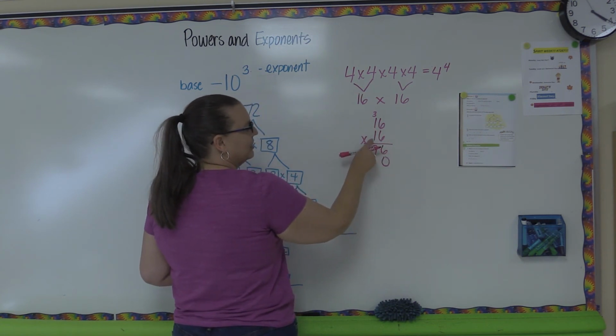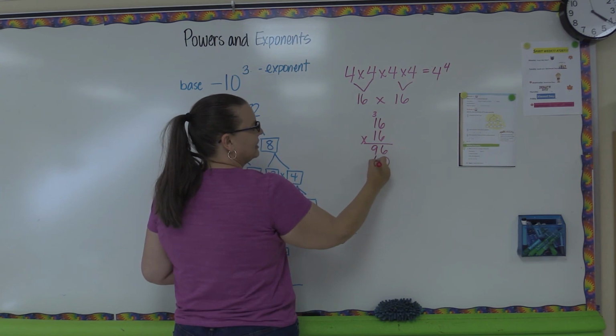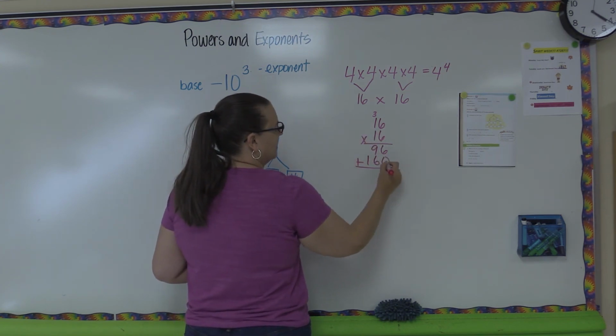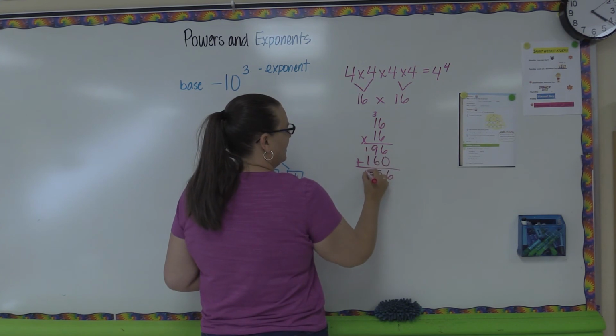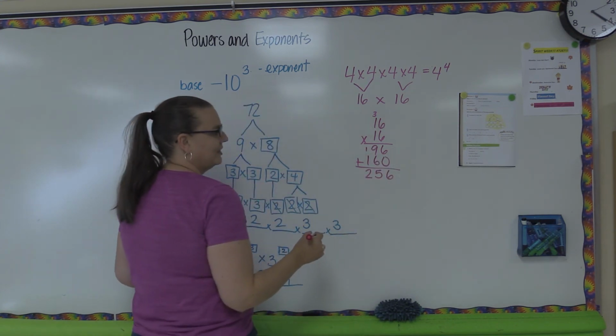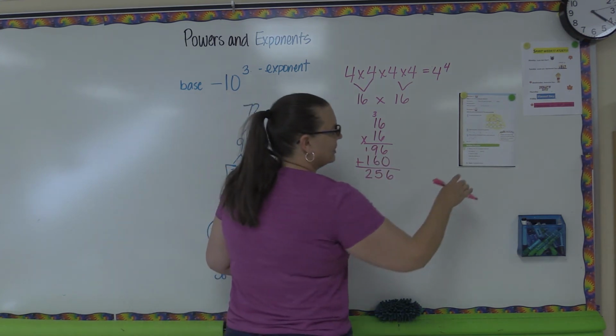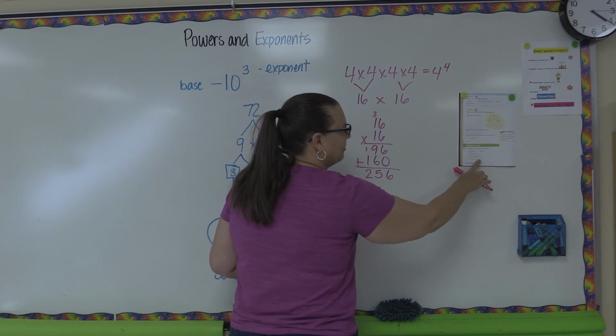Now we're going to start here. 1 times 6 is 6. 1 times 1 is 1. And then we add. 6 plus 0 is 6. 9 plus 6 is 15. Carry our 1, that is 256. So you've got your answer right there to that one.